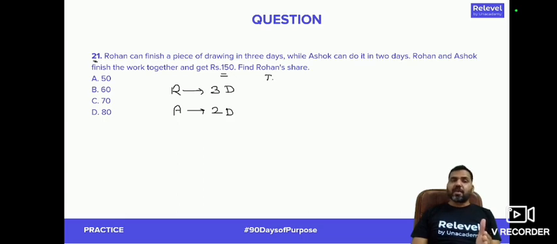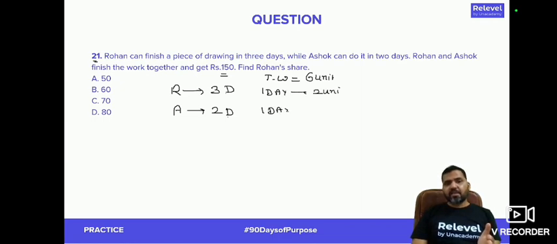Let's assume that to do the painting, the total work is a multiple of 3 and 2. Let's say the total work is 6 units. So in one day, Rohan will be doing 2 units of work per day, and in one day, Ashok would be doing 3 units of work per day. The ratio between Rohan and Ashok for work in one day is 2 units to 3 units.